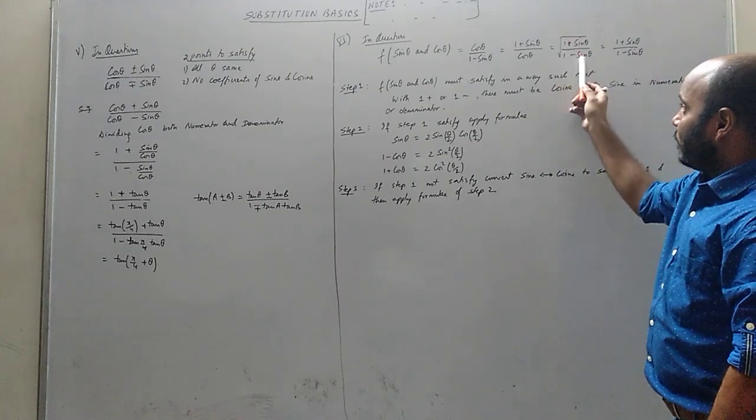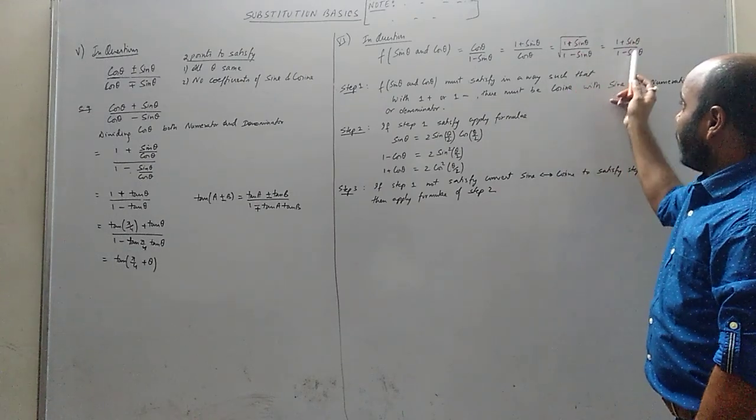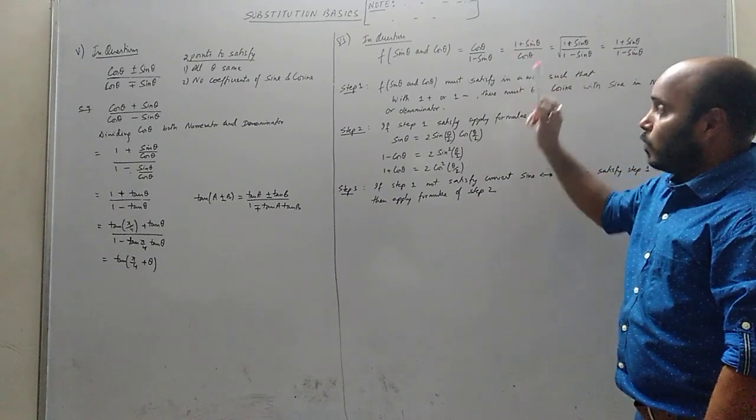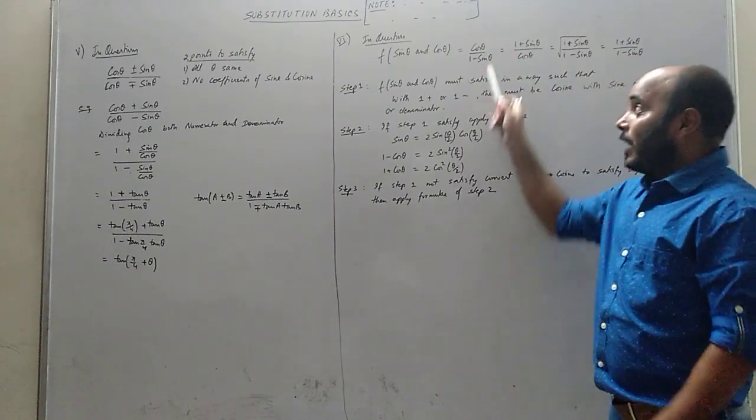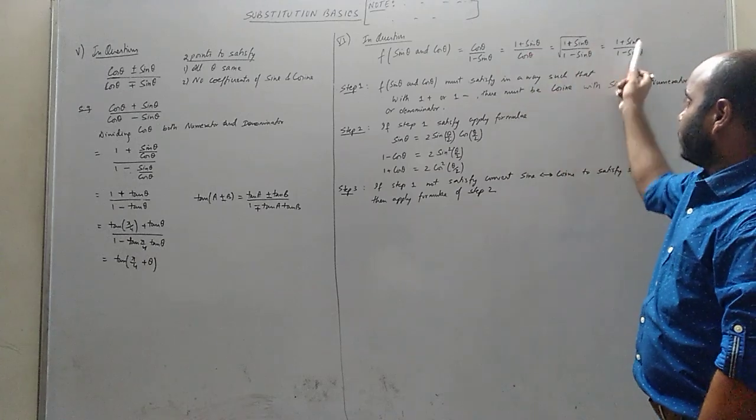Before sin 1, before sin 1, before cos 1. So all the coefficients are 1, 1. Angles are also the same: theta, theta, theta, theta, theta, theta.